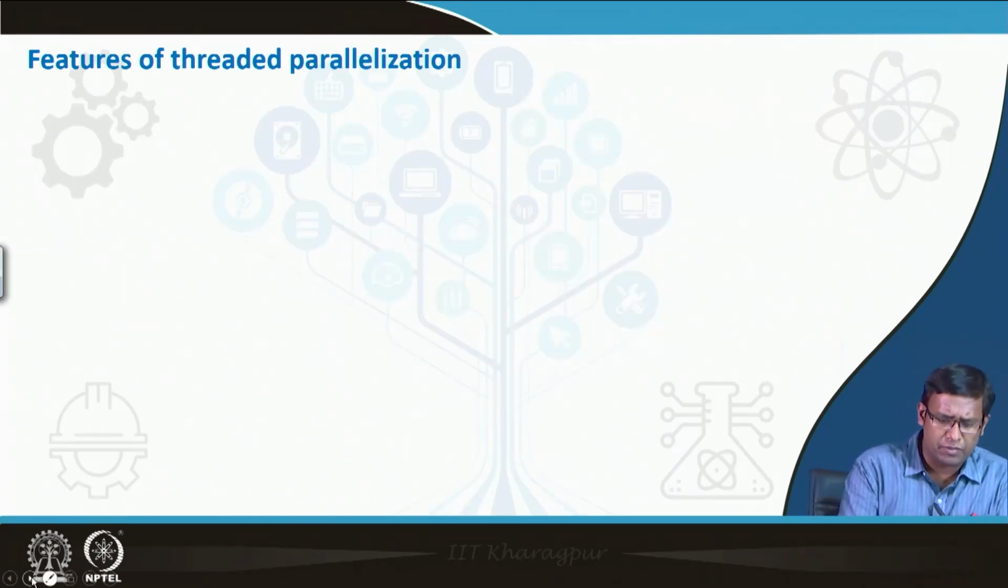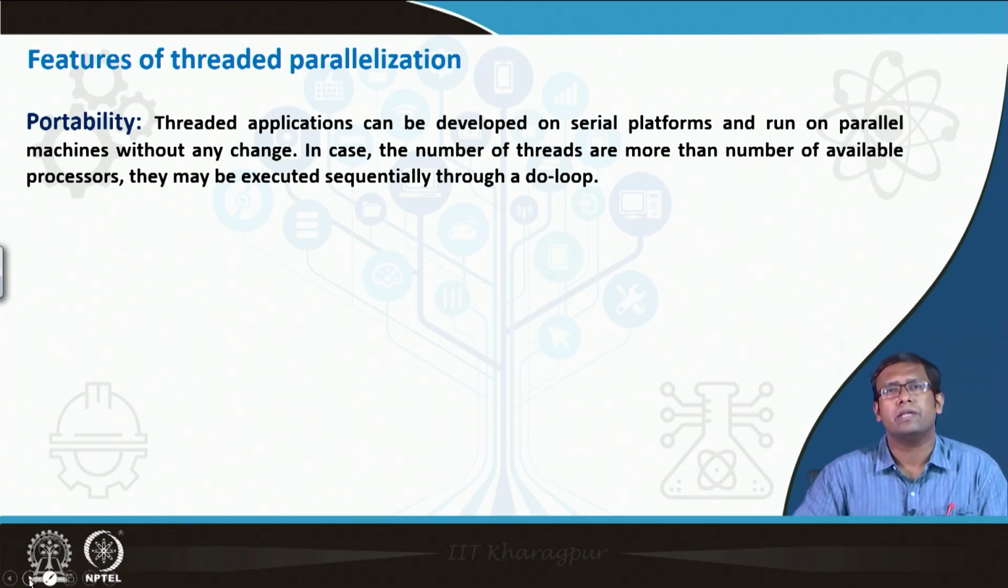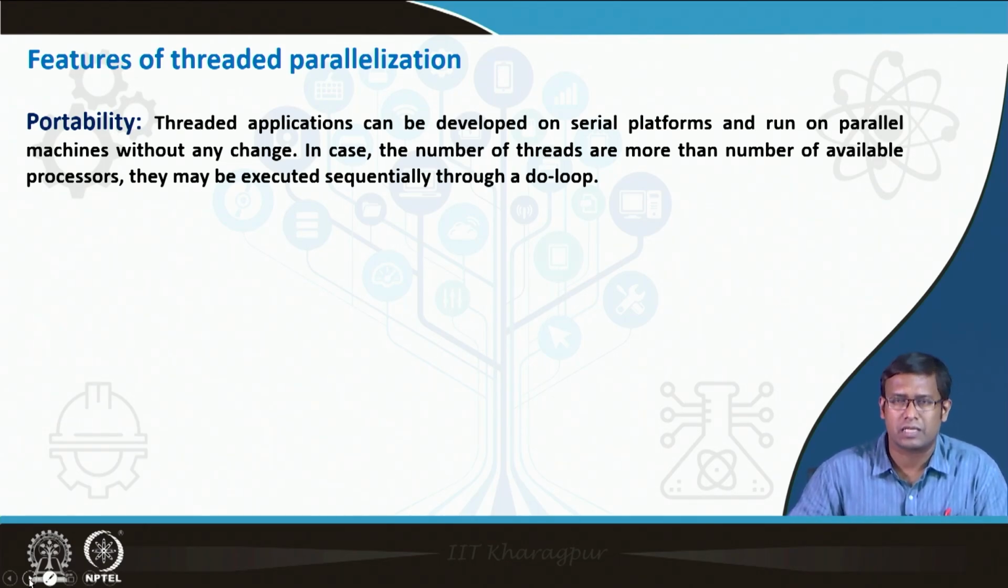So we will see some of the features of threaded parallelism. One is portability. Threaded applications can be developed in serial platforms and run on parallel machines without any change. In case the number of threads is more than the number of available processors, they may be executed sequentially through a do loop. So we write an OpenMP program with the threads as discussed.